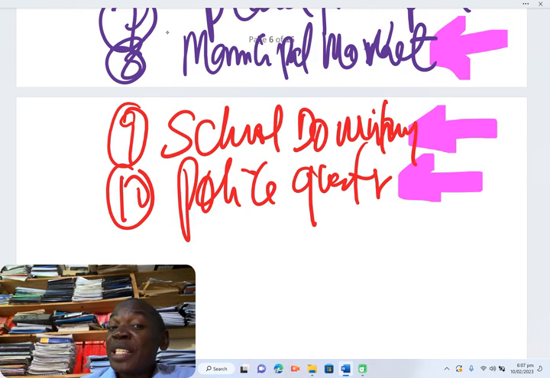So school dormitories, police quarters, they are not investment property, they are owner occupier.